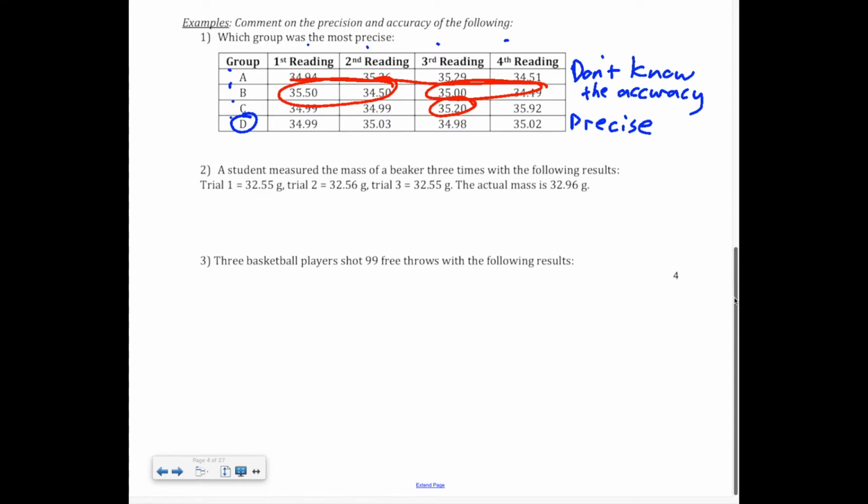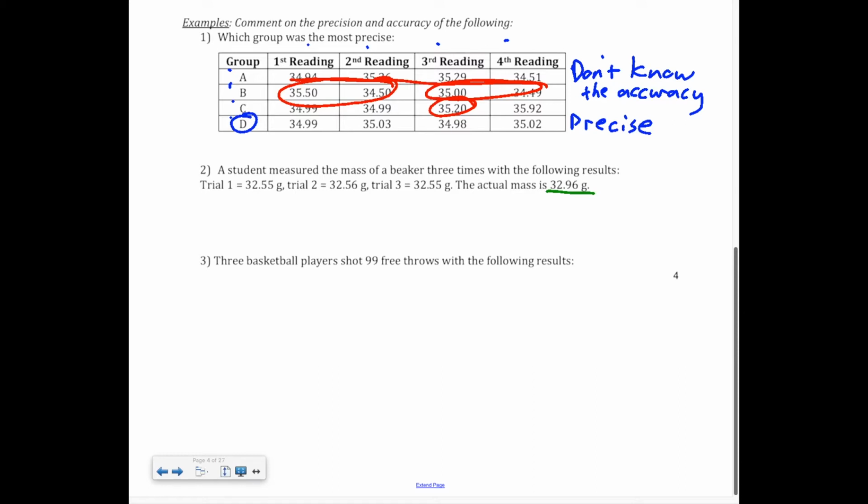But for number two, we can comment on the accuracy because we have this true value, okay? So a student measured the mass of a beaker 3 times with the following results. Trial 1 equals 32.55 grams. Trial 2 is 32.56 grams. Trial 3 is 32.55 grams. The actual mass is 32.96 grams.